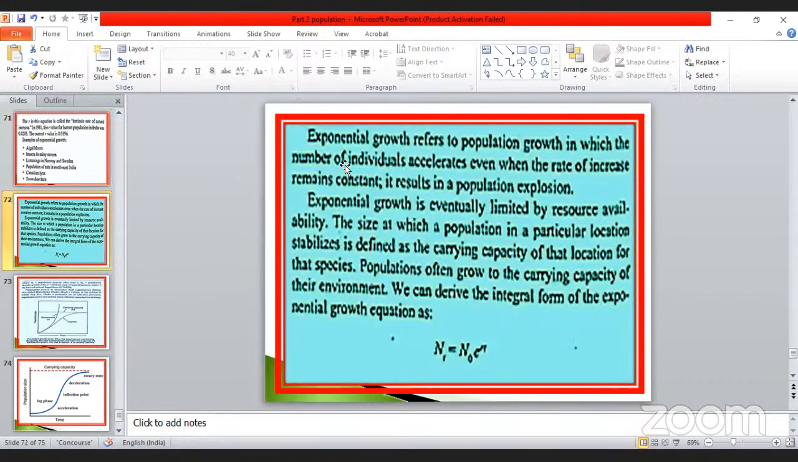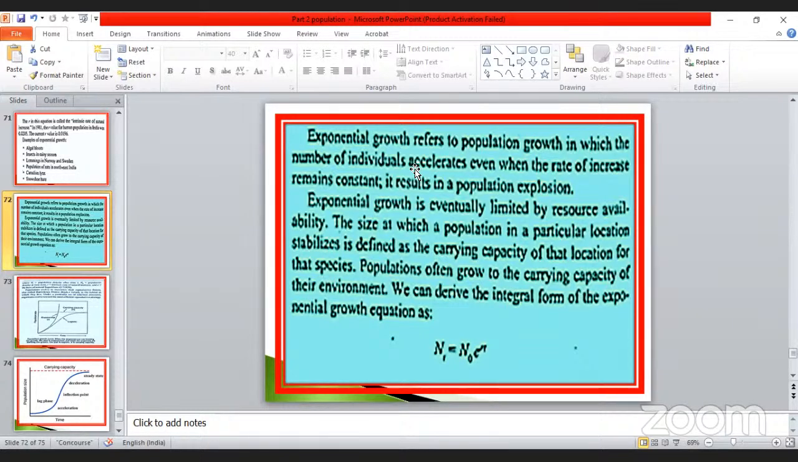See this one. Exponential growth refers to a population growth in which the number of individuals accelerates even when the rate of increase remains constant. It results in a population explosion. What is the meaning of explosion? Explosion is the sudden increase of the population. For example, in 1951, 56, 61, 66, 30 crore people increased to 70, 80 crore. Sudden increase.